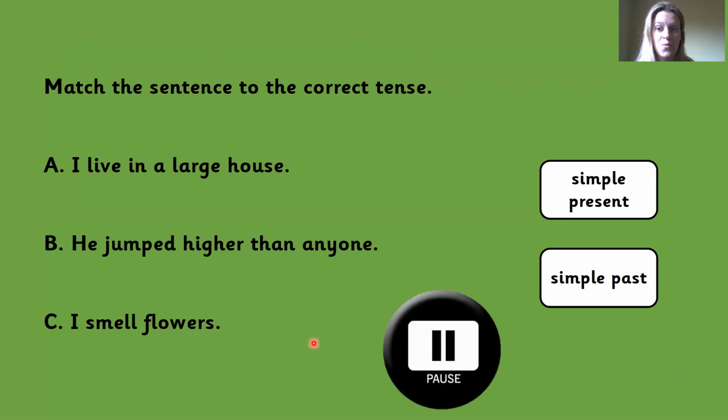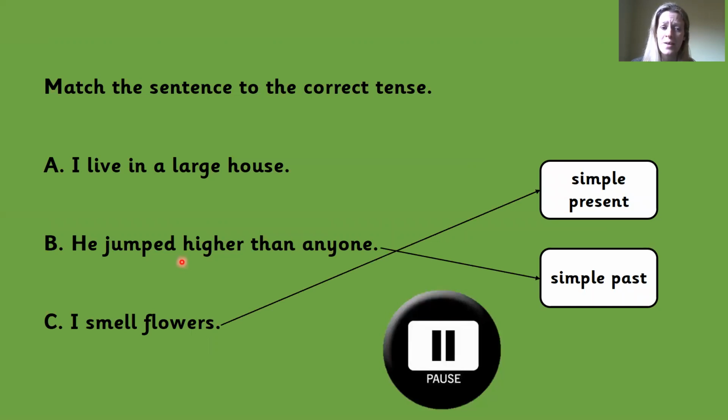Right, let's see if we've figured it out, okay? Now here, he jumped higher than anyone. It's got the verb here, jumped. Now, in most cases, when we put something in the past, we add ed, and this is the first time we've seen this because the previous verbs that we've looked at, they've changed the full word to make it in the past. But there's a lot of verbs that you'll find that you add ed to the end of it to make it a past tense.